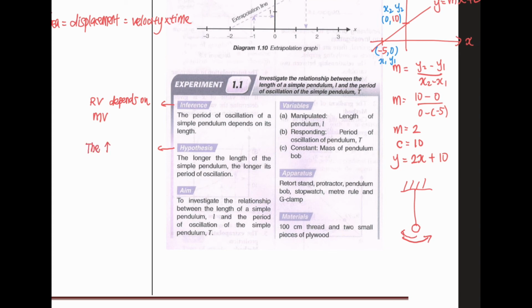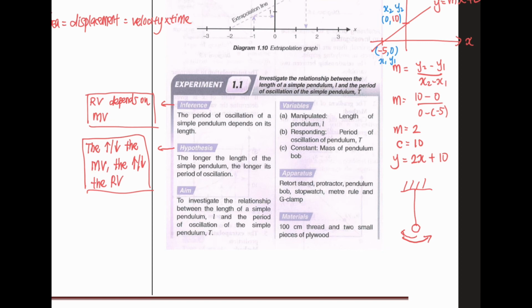The higher or lower the manipulated variable, the higher or lower the responding variable. So this is the format of writing a hypothesis. The arrow represents higher, lower, or longer, shorter. So it depends on the situation.